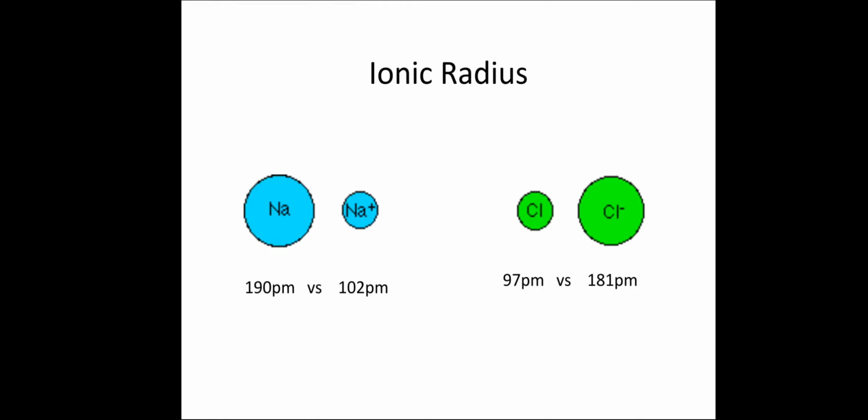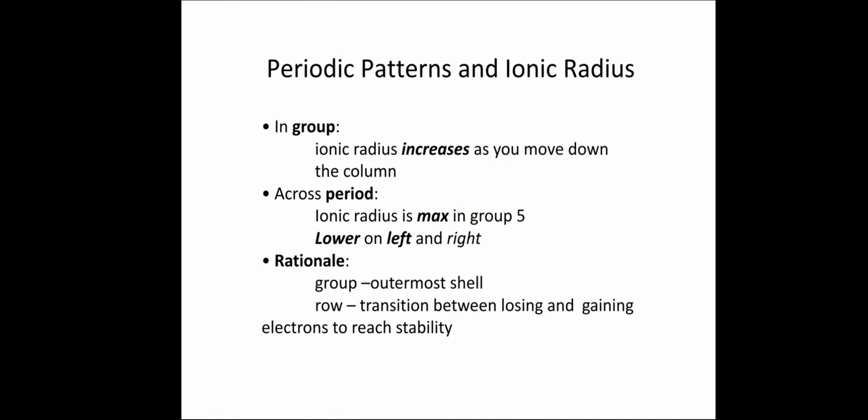Then if you determine the radius, then it is ionic radius. For ionic radius, the periodic pattern is also similar with a slight change. In a group, the ionic radius increases as you move down the column, and across a period, ionic radius is maximum in group 5.